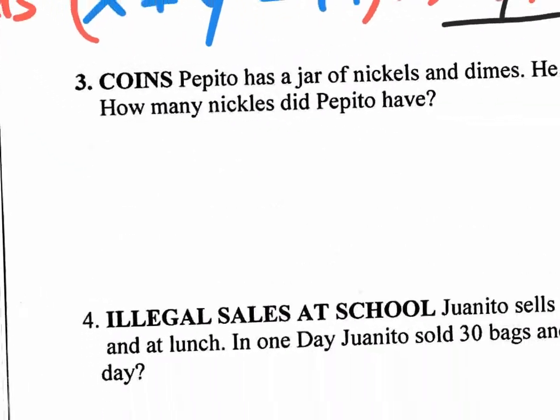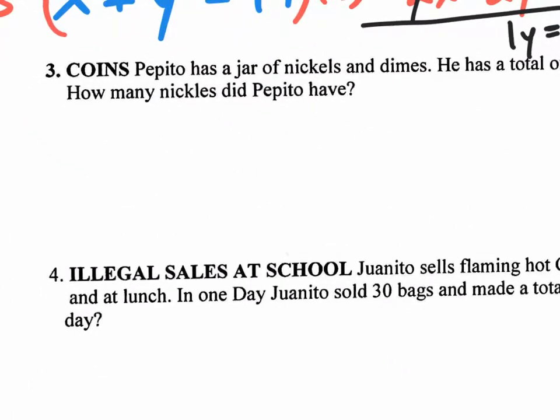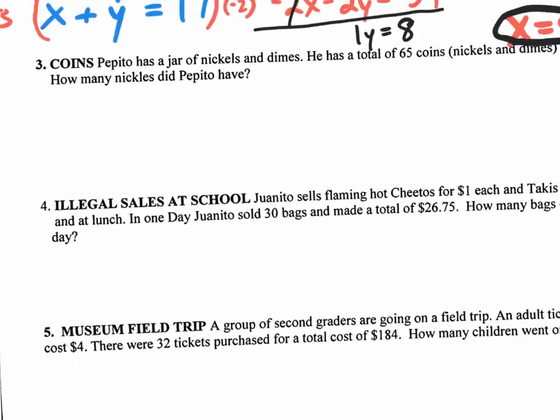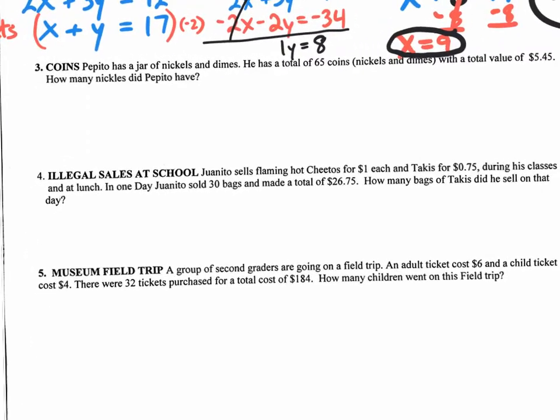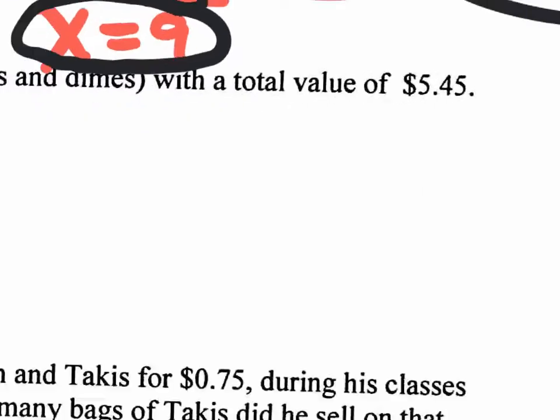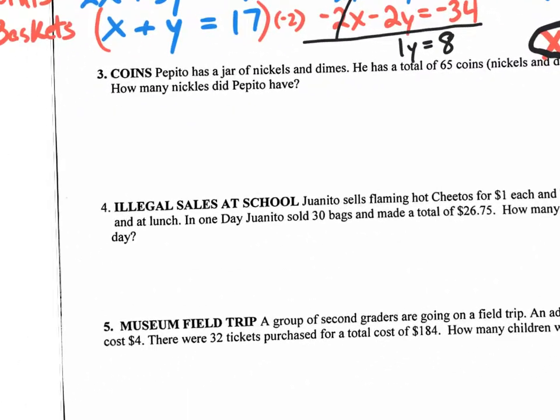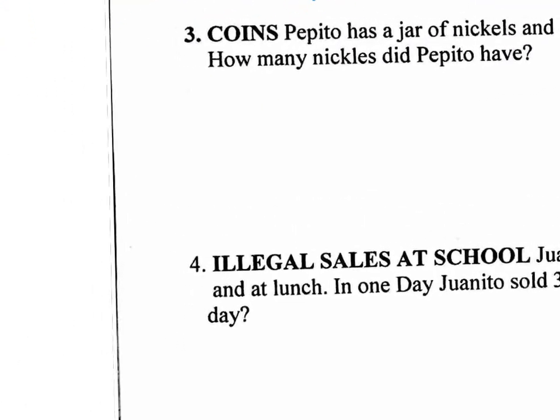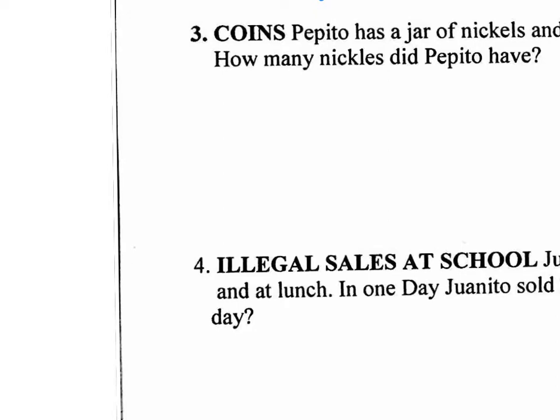coins. Pepito has a jar of nickels and dimes. He has a total of 65 coins, which are nickels and dimes, with a total value of $5.45. So what are we dealing with on this problem? Coins, okay? Nickels and dimes. All right, so let's make an equation based on the number of coins. And then let's make another equation based on money.